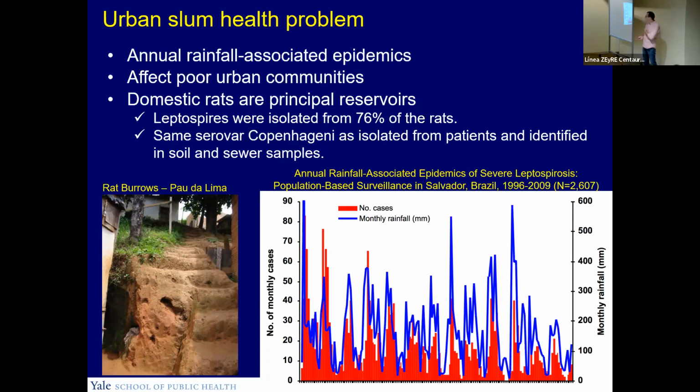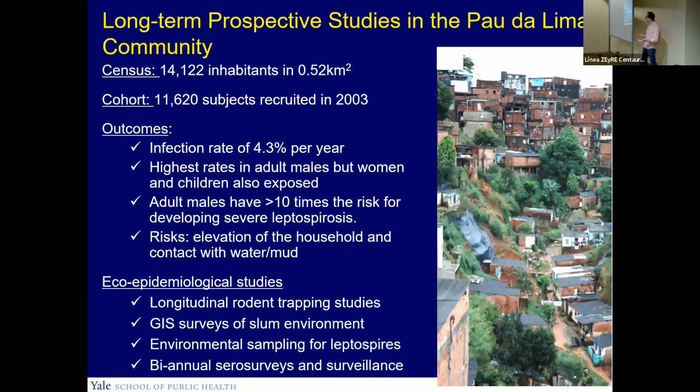In Salvador, it's good for our studies because we only have one, but it can be bad for other situations. Other places in the world are not so lucky; there's a huge diversity, and Colombia is one of them. And then, as I mentioned before, we have around 11,000 people recruited in this cohort since 2003.